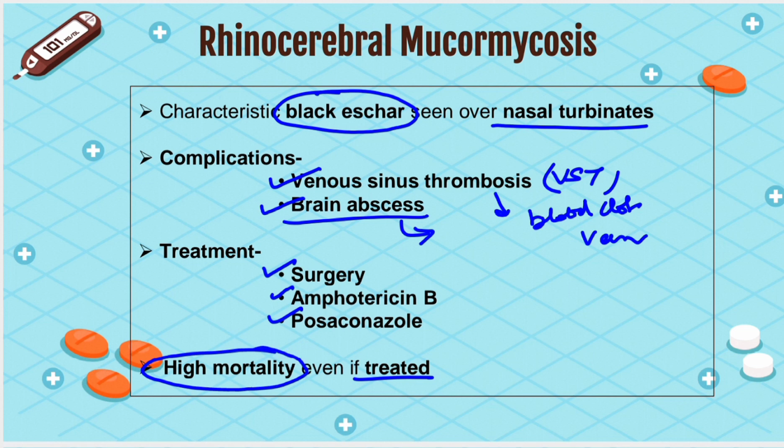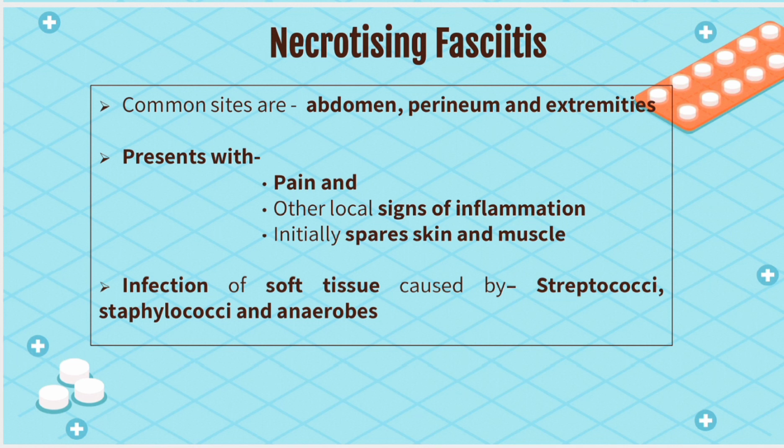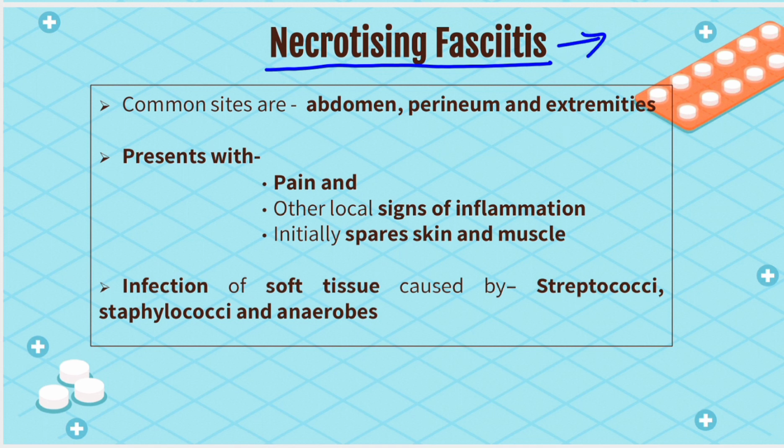High mortality is associated. Another common infection in patients with diabetes is necrotizing fasciitis. Fasciitis means inflammation and pain of the fascia, and the fascia is a fibrous tissue found around various organs. The common sites of necrotizing fasciitis are the abdomen, the perineum and the extremities. This fasciitis usually presents with pain and inflammation.